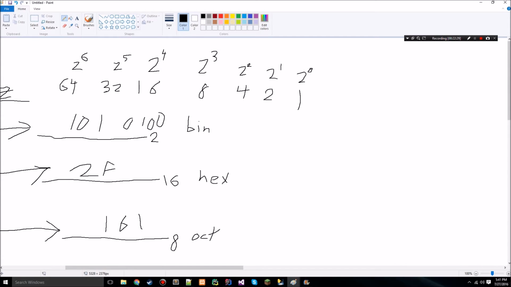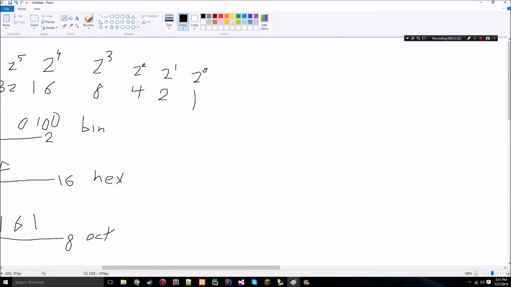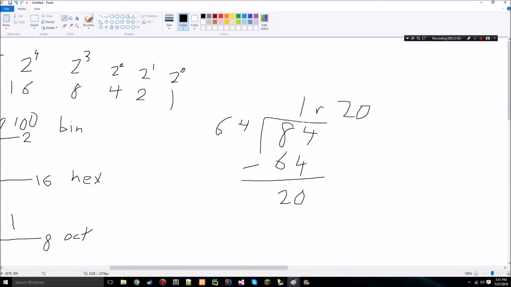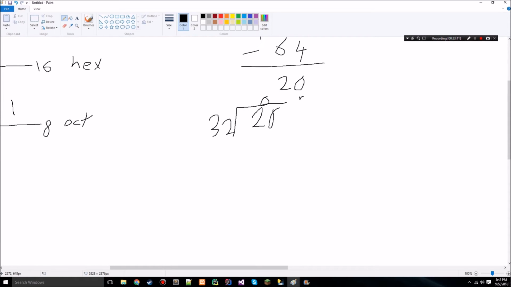Alright, our number is 84. Let's write down 84 and divide it by 64. This one will probably be the longest, the other two are pretty short. So 84 divided by 64 gives us 1. 1 times 64, we subtract 64, and we get 20. So our remainder is 20. Now we go to 32. Wait, not 64. 20 divided by 32 is 0, remainder 20.